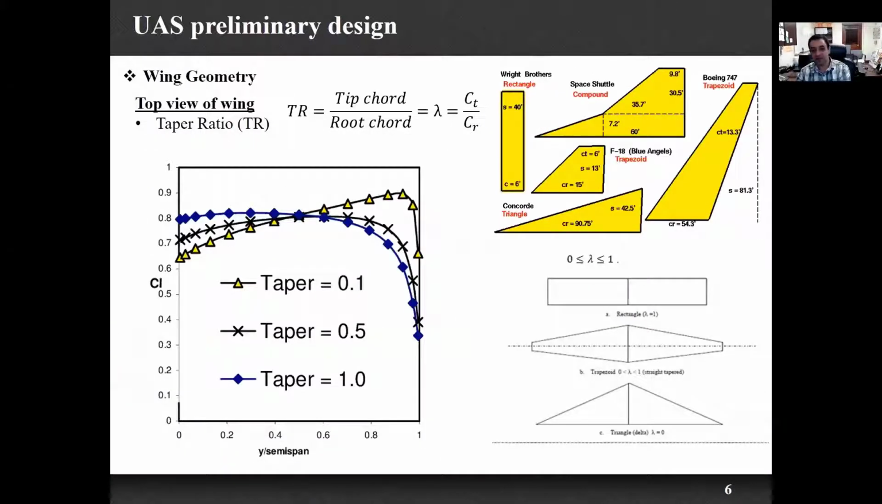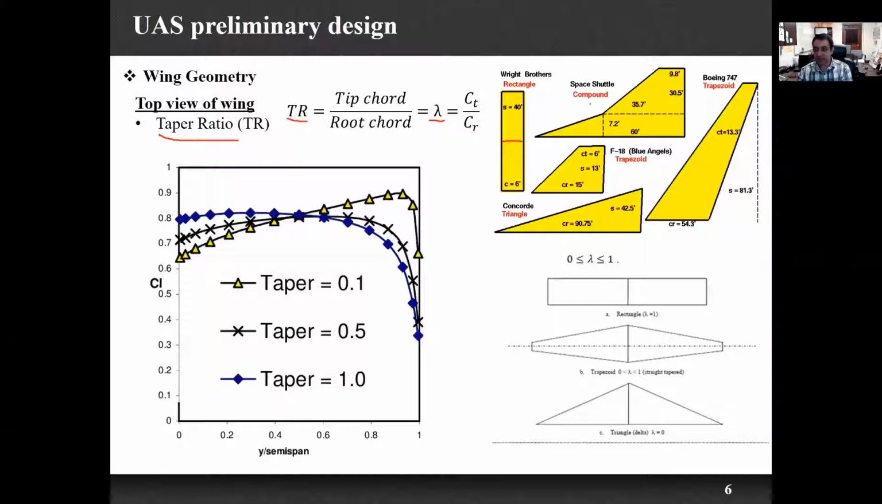So from the top view, we said we also have the taper ratio, which is defined as tip chord divided by root chord. We show it as TR, or also with lambda, which is the tip chord divided by the root chord. This is one rectangular wing shape, where, as you see from here, the tip chord is equal to the root chord. For example, this is my root chord, and here the taper ratio is equal to 1 for this case.